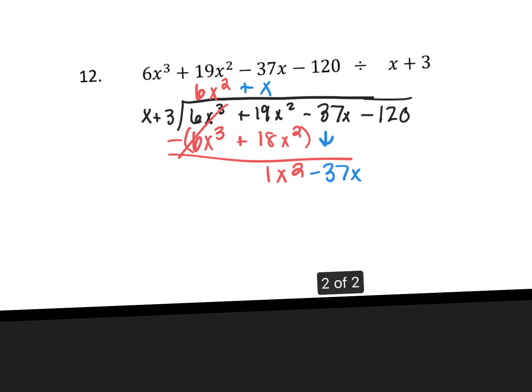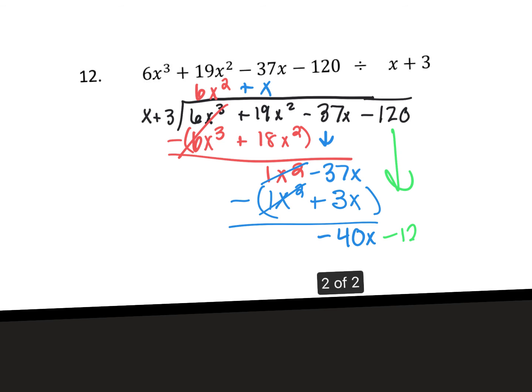Taking my blue x, multiplying it by the x plus 3 in front. So x times x is x squared, right, or 1x squared even. And then x times 3 is 3x. Again, we are subtracting, so those cancel. Then in your calculator, you're doing negative 37 minus 3, which gives you a negative 40x. And then we're going to bring down our minus 120.